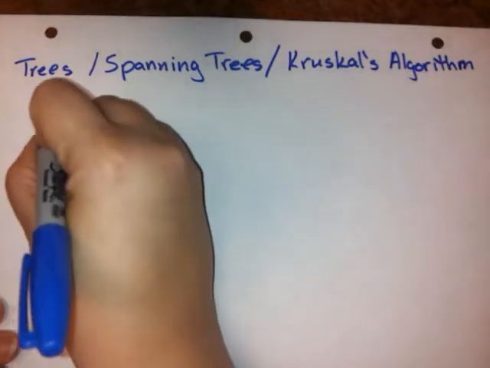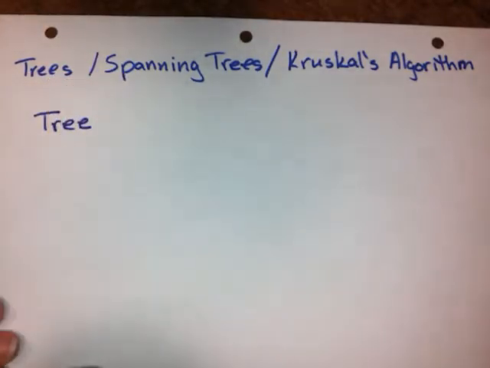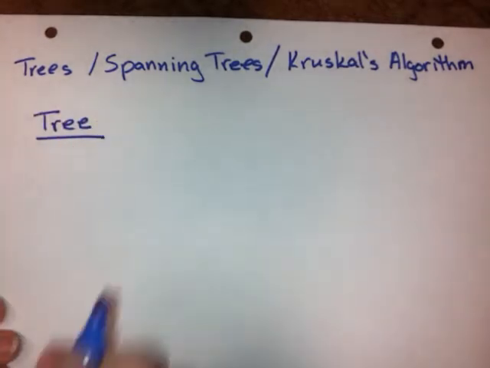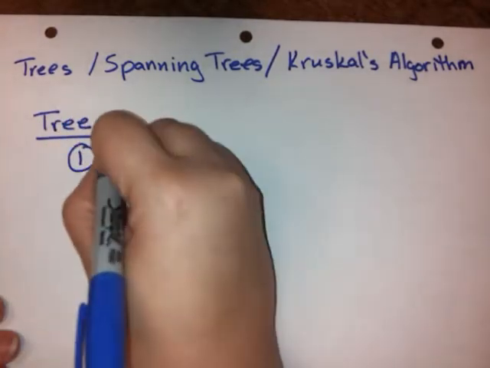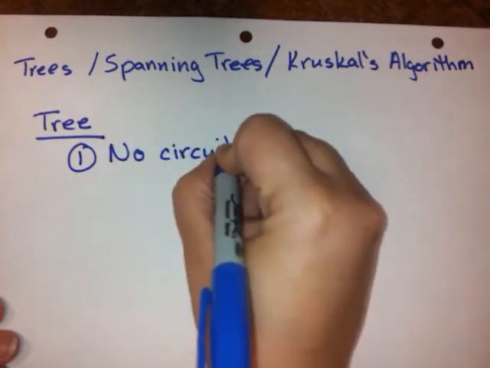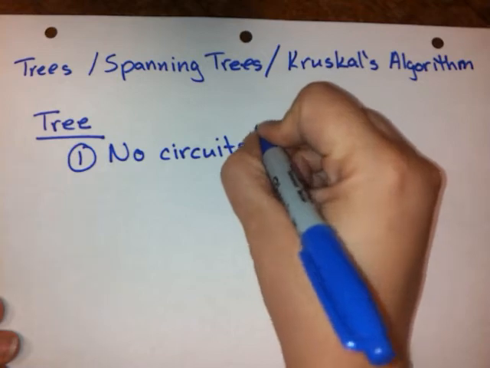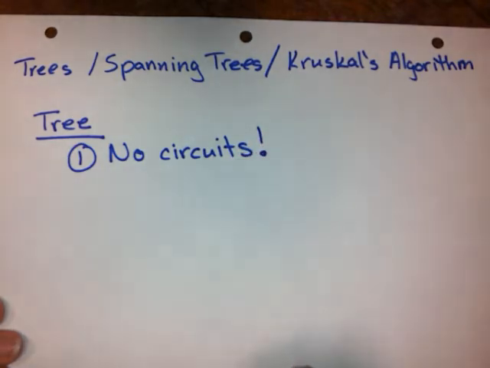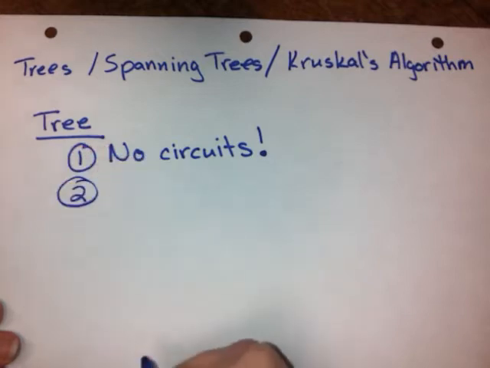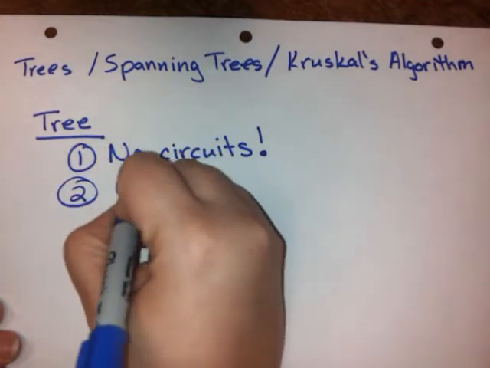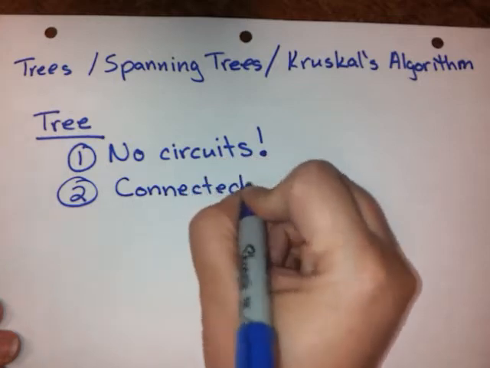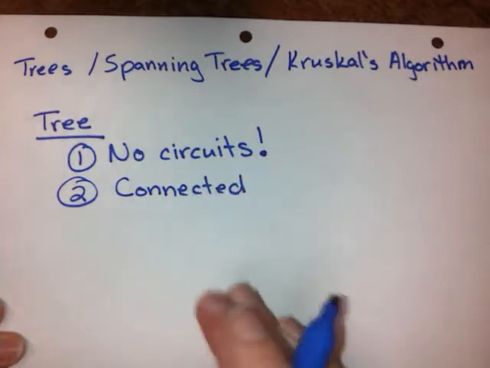So we'll start with a tree. What are the two rules for a tree? And there really are only two rules. Rule number one, no circuits. Okay, so that's a biggie. And I guess if we're breaking it down into two rules, they're both pretty important. Second rule, a tree has to be connected. Okay, those are the only two rules.